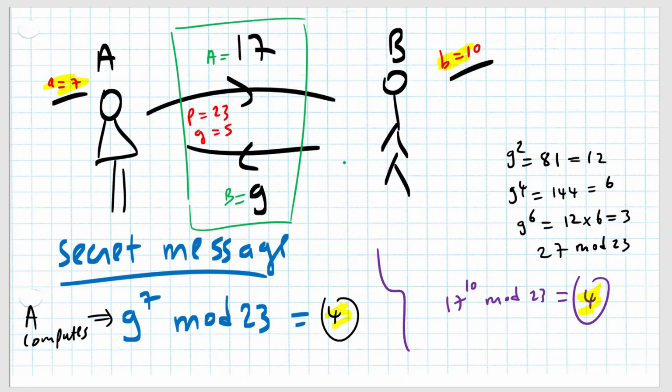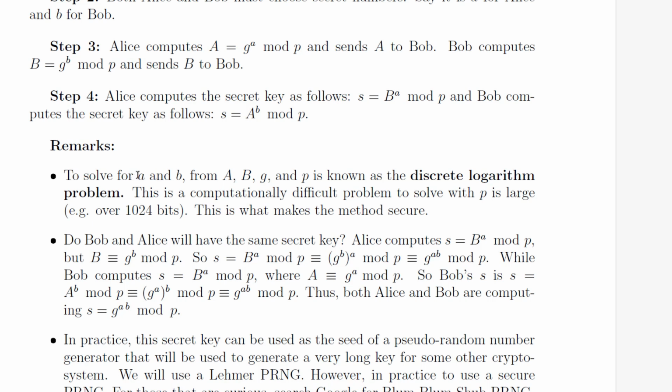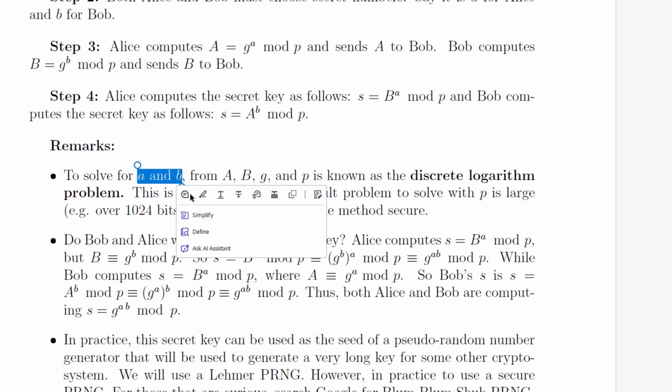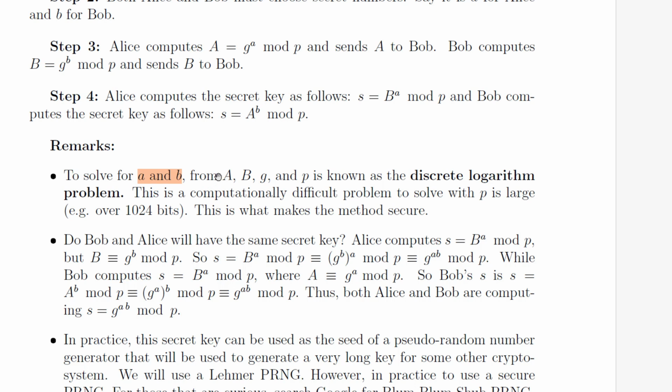Now let me tell you. Let's say a hacker wants to find A and B from what? From A and B, and G and P, because all of these are public. It's known as the discrete log problem. This is computationally a difficult problem.